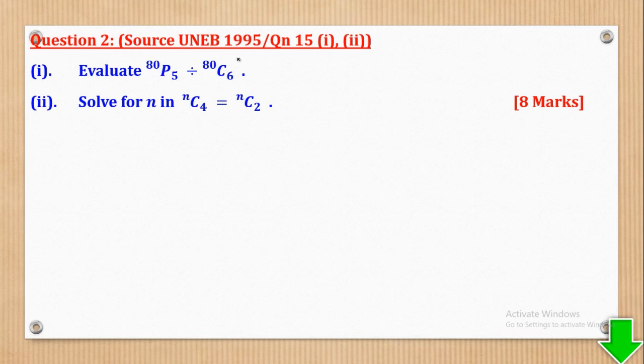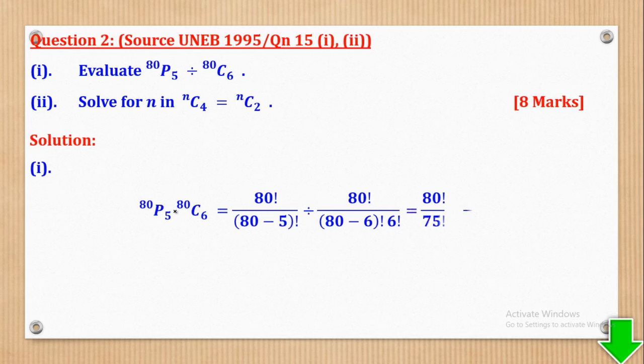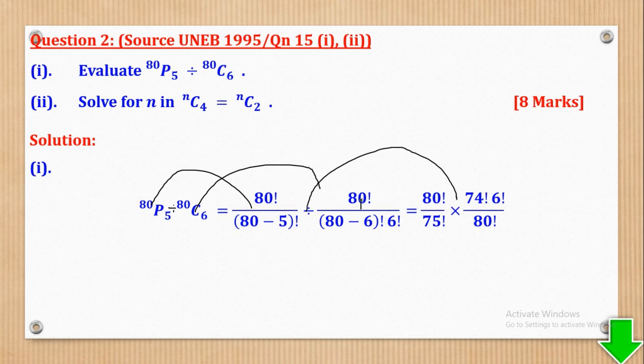Then question 2 came from UNEB 1995, paper 1, question 15, Roman 1 and Roman 2. Roman 1 says, evaluate 8 permutation 5 divided by 8 combination 6. So let's start with Roman 1. There is a division sign missing, so division. Now this one gives you this and this gives you that. When I change this division sign into a multiplication sign, I get the reciprocal of this to come up with this.